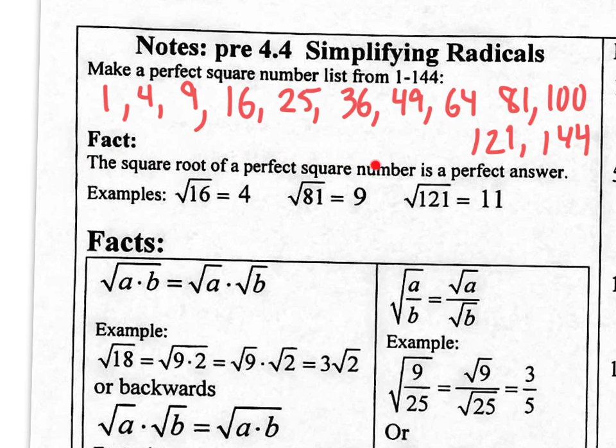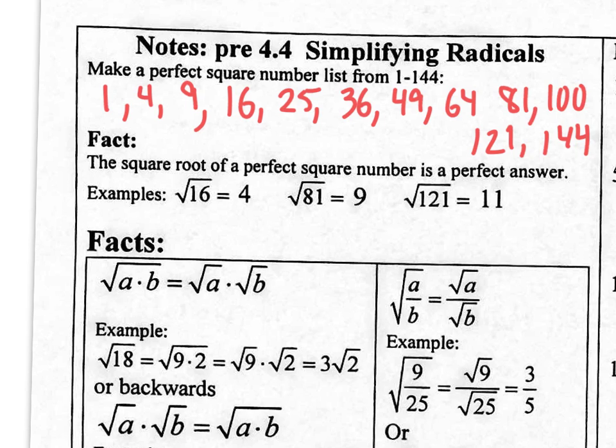The square root of a perfect square number is a perfect answer. If you take the square root of 9, that's 3. The square root of 25, it's 5. The square root of 1 is 1. The square root of 81 is 9. The square root of 49 is 7. The square root of 36 is 6. When you take the square root of any of these guys, you get a nice, beautiful answer.